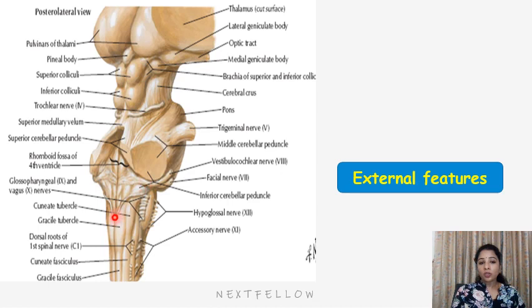The open part forms the lower part of the floor of the fourth ventricle, which contains the hypoglossal triangle, vagal triangle, and vestibular area. And these transversely running fibers are called stria, which separate the upper open part of pons, the dorsal side of pons, from the dorsal side of medulla.